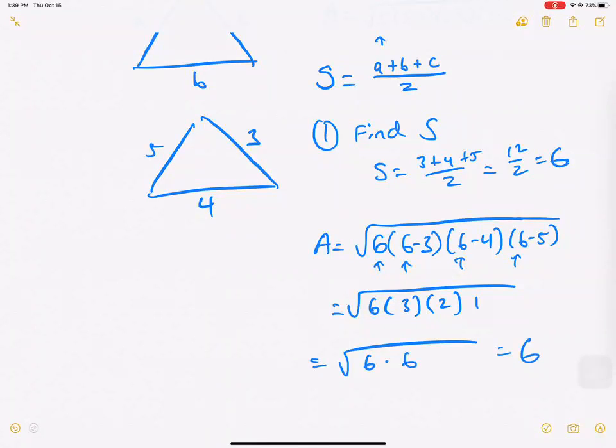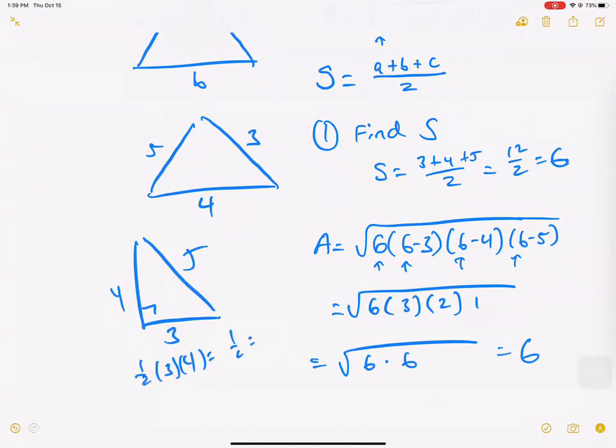Because a 3, 4, 5 triangle is a 90-degree triangle. Half base times height, half of 3 times 4 is half of 12. It's 6. If I knew it was the right triangle, I wouldn't have to do this work. But it's a great way for us to first just get our feet wet and seeing what the process is. So step 1 is to find what S is. Step 2, plug in S, A, B, and C. You're going to go ahead and plug in S in all 3 sides.